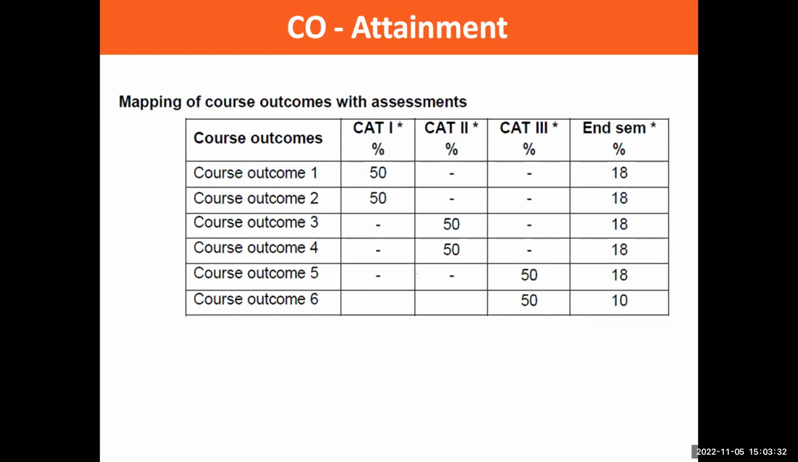For example, mapping of course outcomes for the various examination patterns. So these are the various COs you have, 1, 2, 3, 4, 5, 6. This is CAT 1, CAT 2. You can say any test 1, test 2, test 3. Suppose you have 3 sessional tests named CAT 1, CAT 2, CAT 3, and end semester examinations. Course outcome 1 has a weightage of 50% in CAT 1, but in the end semester examination only 18% weightage for CO1. Similarly, the mapping is all with you.